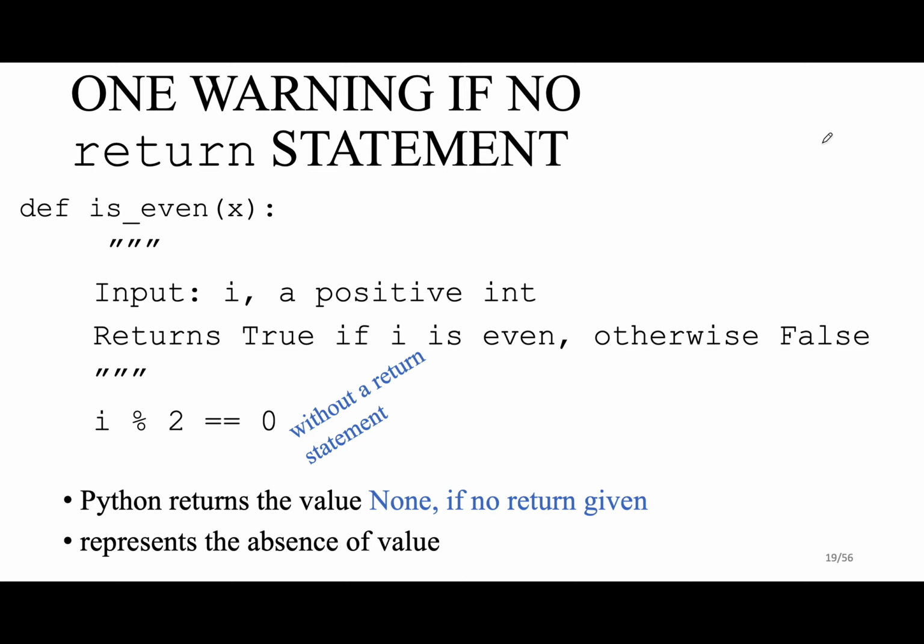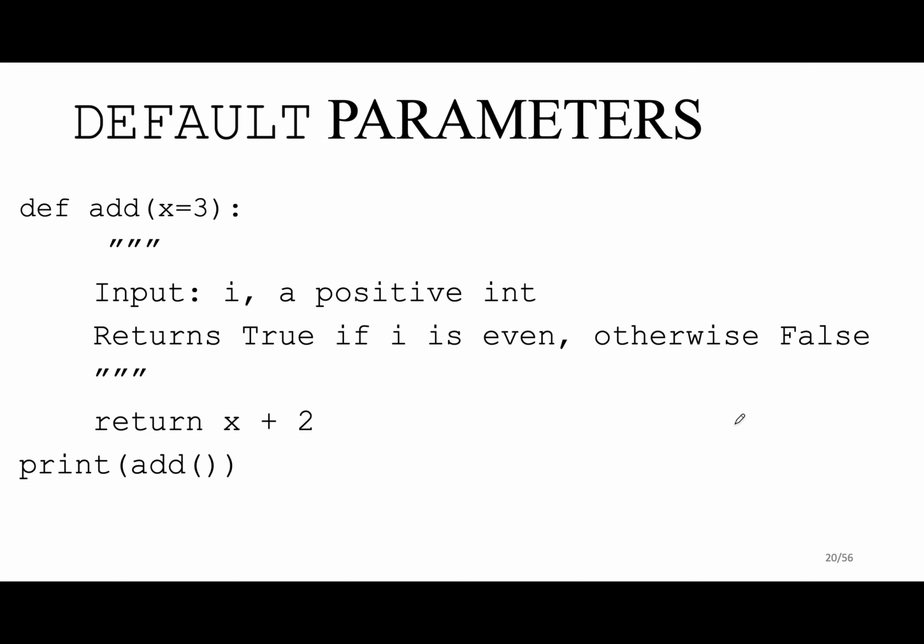One warning about the return statement: in Python, if you don't have a return in the function body, Python will return None. By default it automatically returns None if you don't have any return statement. Keep in mind that it's very important. Okay, and the next thing we need to discuss is the default parameter.